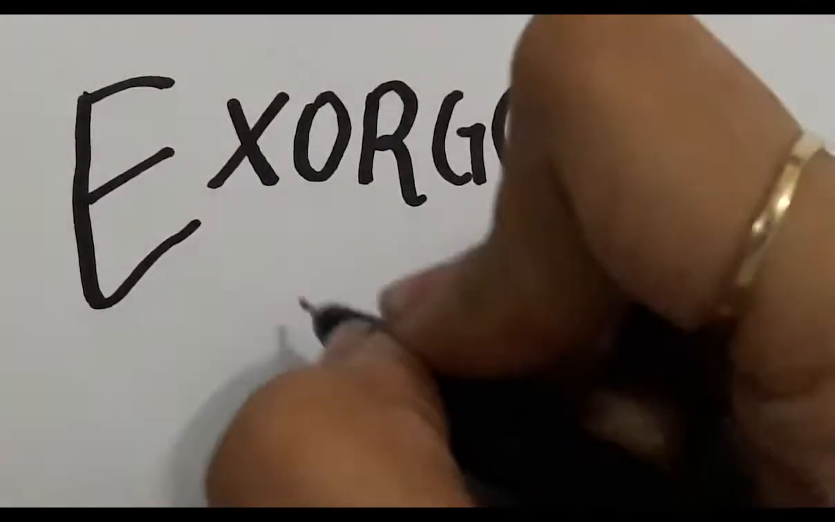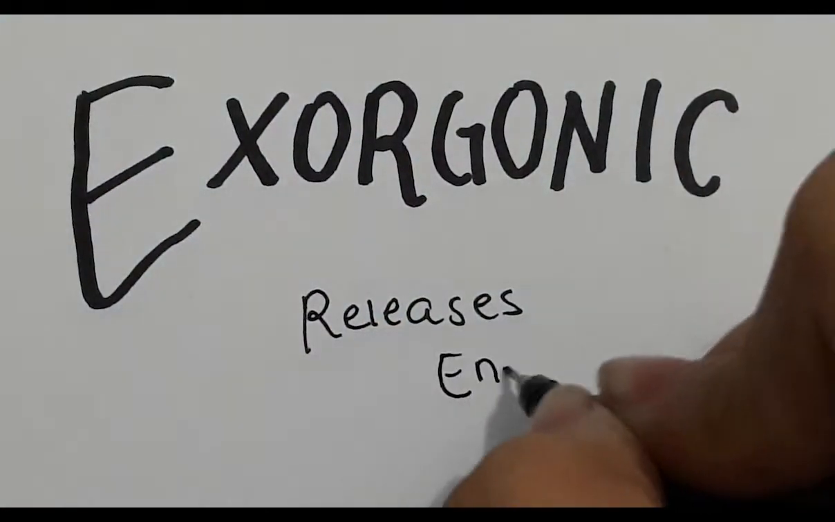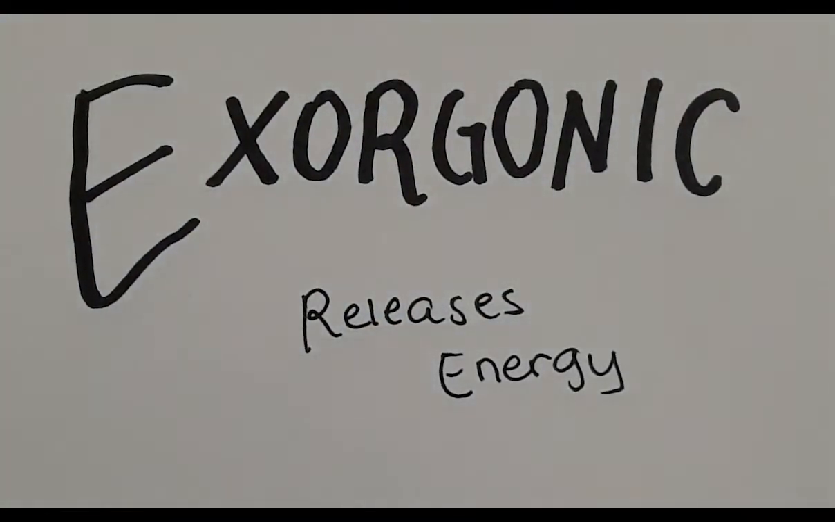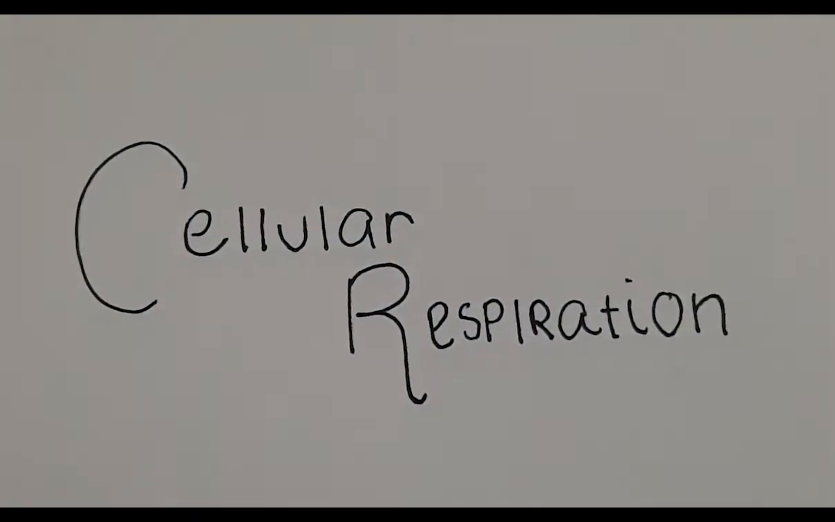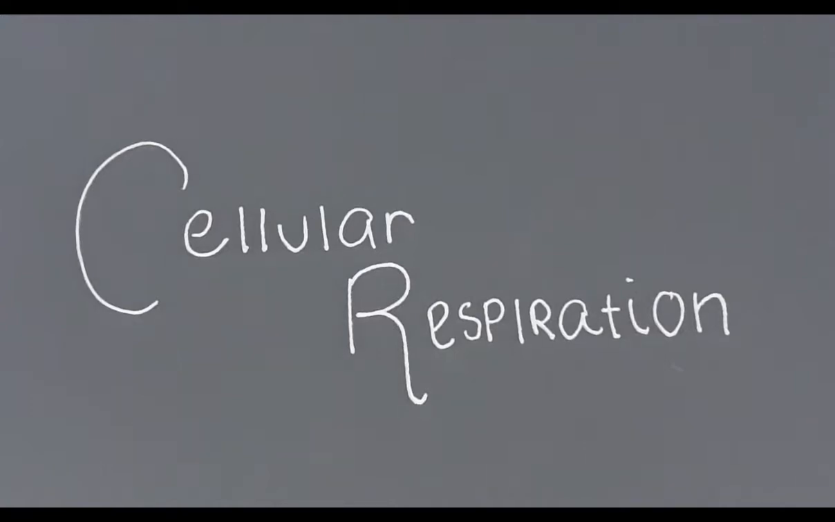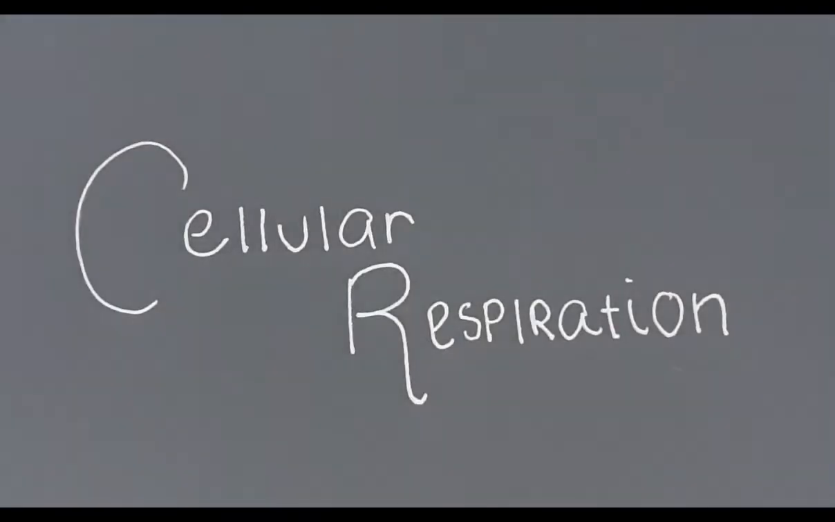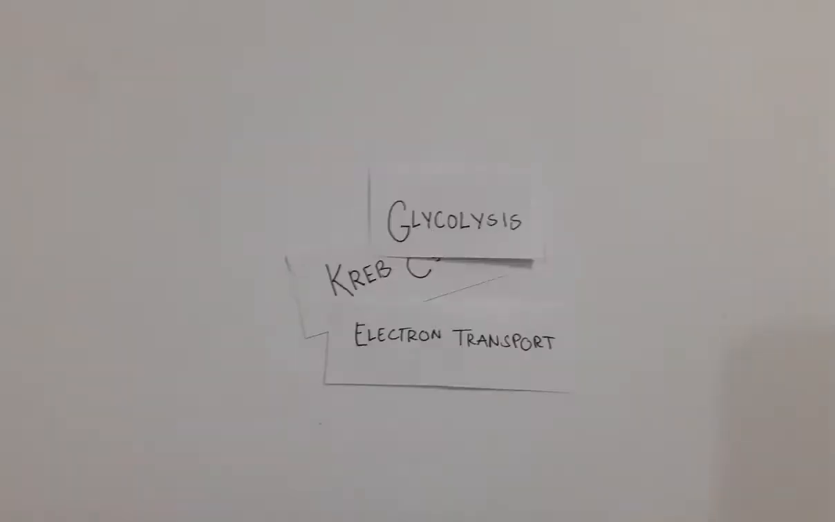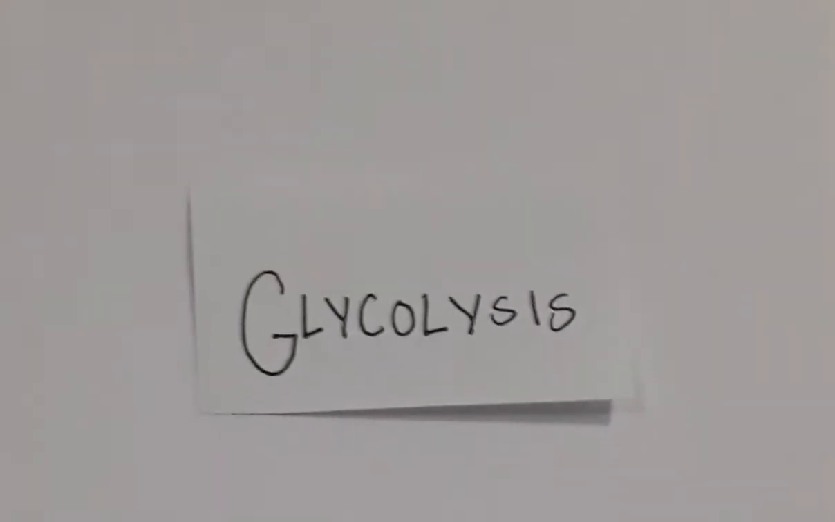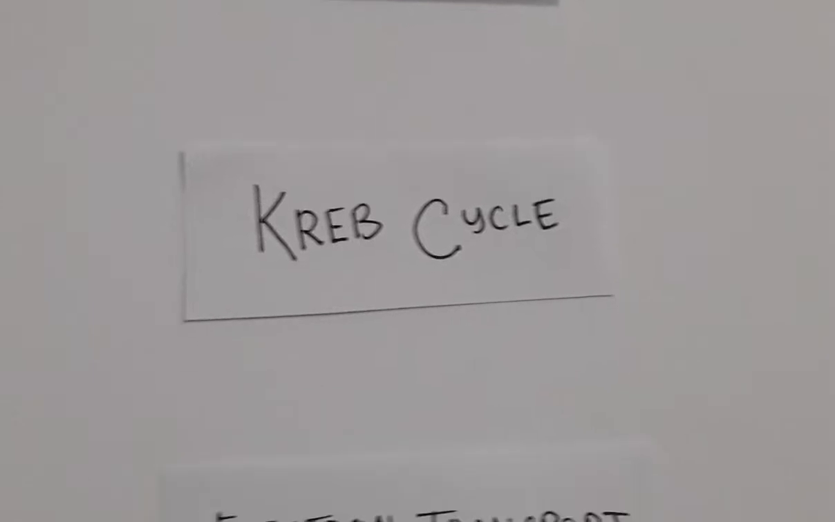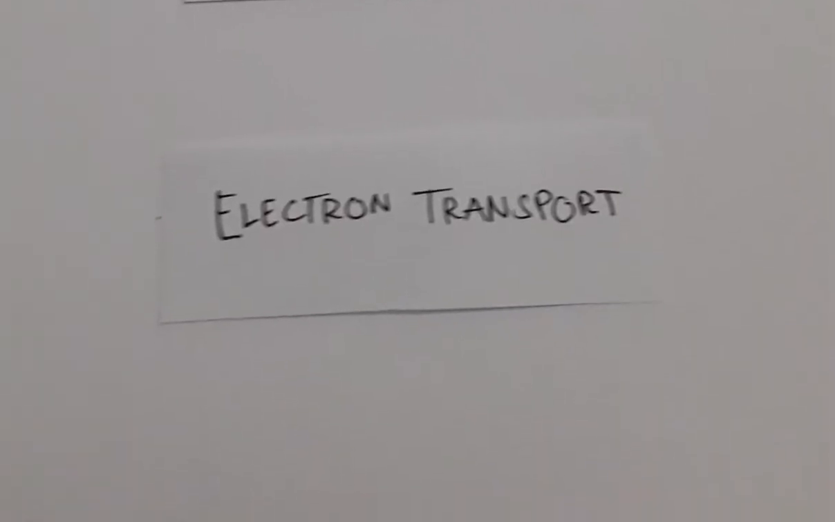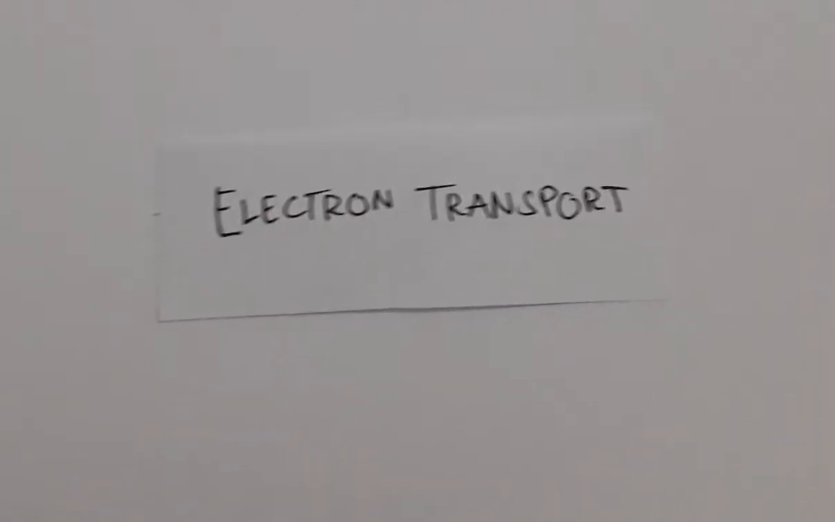An exergonic reaction, on the other hand, is a chemical reaction that releases energy. An example of this is cellular respiration. Cellular respiration is a catabolic pathway for the production of adenosine triphosphate or ATP. There are three main stages of cellular respiration: glycolysis, Kreb cycle, and electron transport or oxidative phosphorylation.